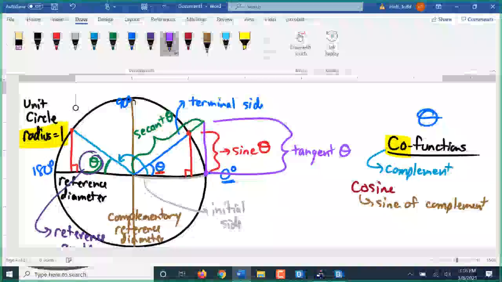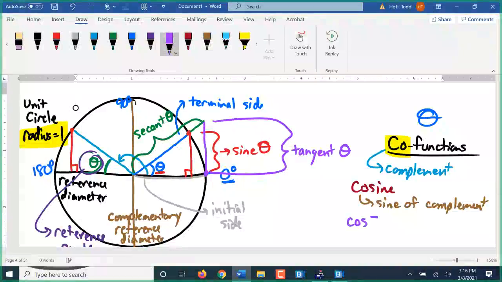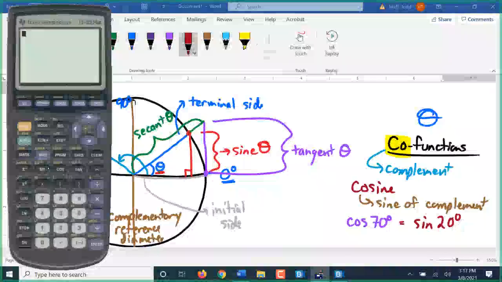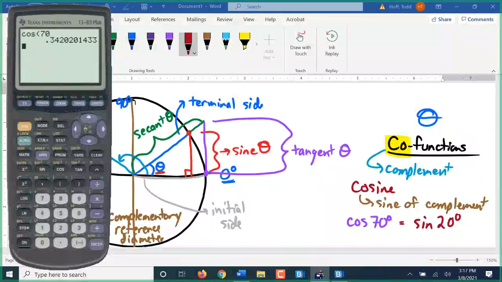So if I ask you for the cosine of 70 degrees, that is the same as asking you for the sine of, what's the complement of 70? 20. And just to demonstrate it, even though we haven't talked about calculating those functions with the calculator yet, cosine of 70 is 0.3420. Sine of 20 is 0.3420. They are the same. If those two angles are complements, the sine of one will equal the cosine of the other.